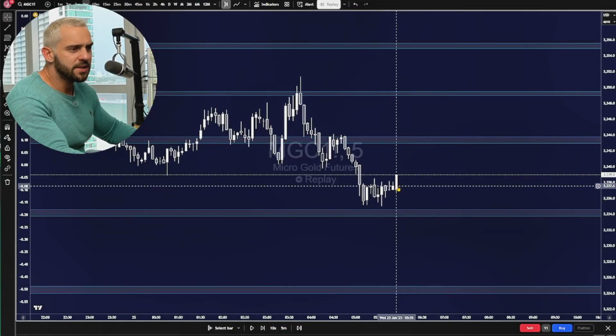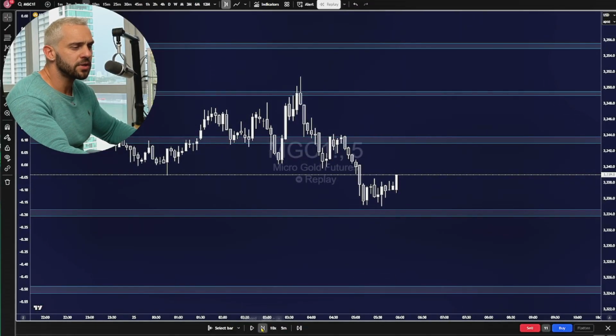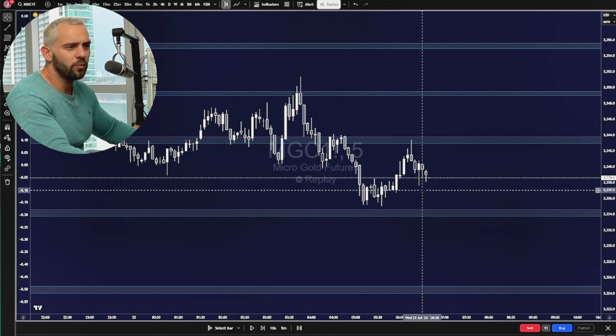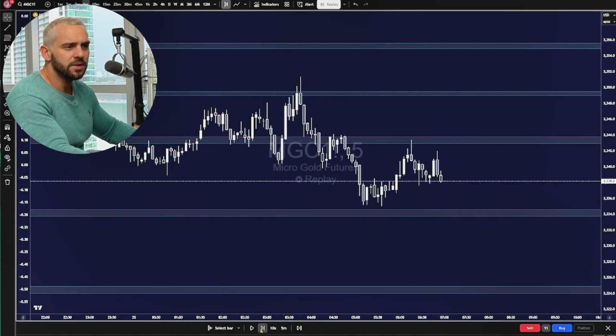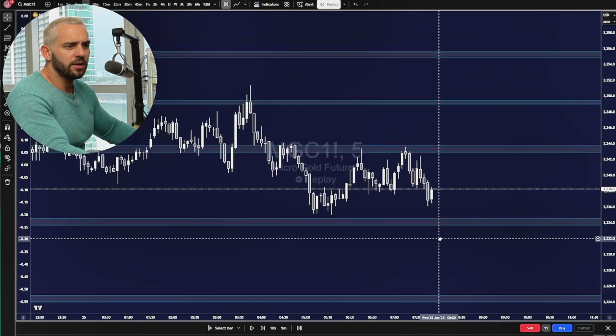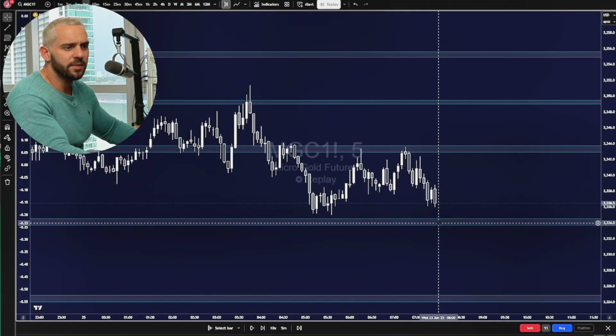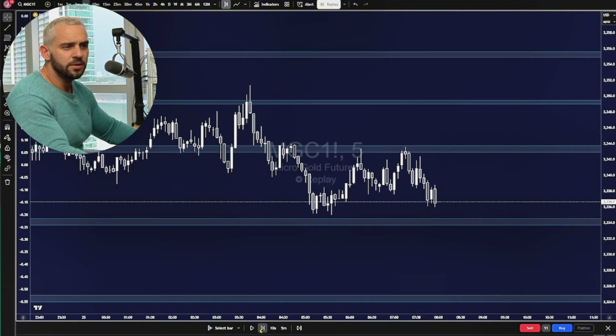This is about 6 a.m. Eastern time. We'll go over to the start of New York session, give you guys an idea of what gold was doing when the markets opened. Let's fast forward this a little bit, 8 o'clock. So the markets opened about here. You can see in the bottom, it says 8 a.m. Eastern time. For me, that's New York open.